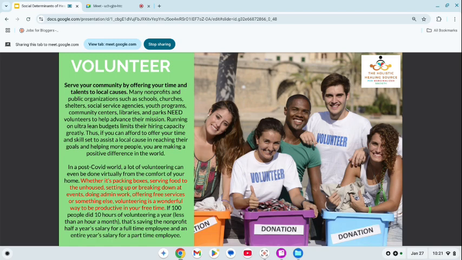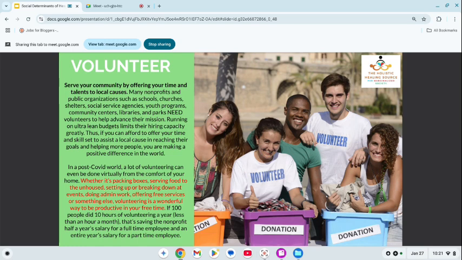Many nonprofits and public organizations such as schools, churches, shelters, social service agencies, youth programs, community centers, libraries, and parks need volunteers to help advance their mission. Running on ultra lean budgets limits their hiring capacity greatly. Thus, if you can afford to offer your time and skill set to assist a local cause in reaching their goals and helping more people, you are making a positive impact on the world.